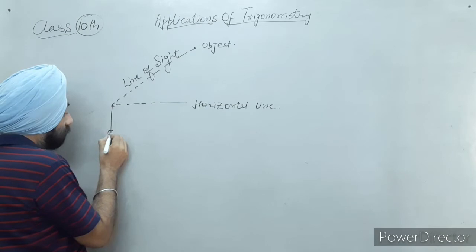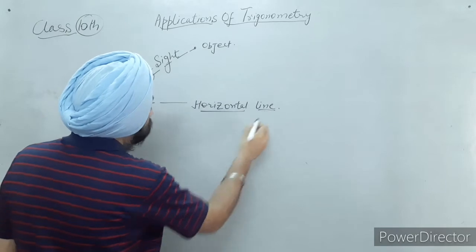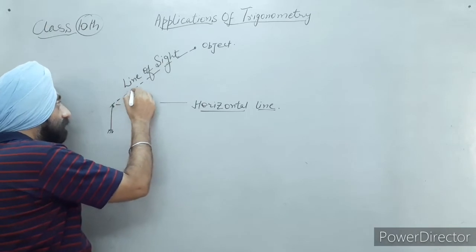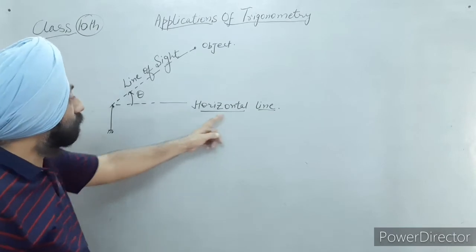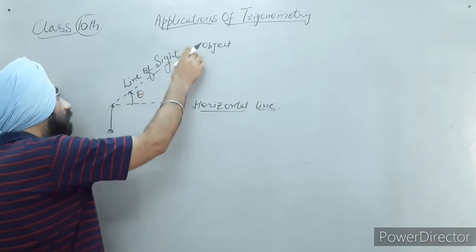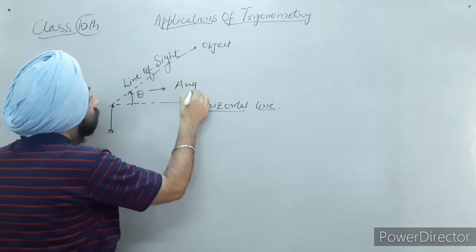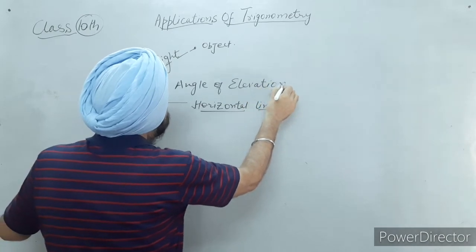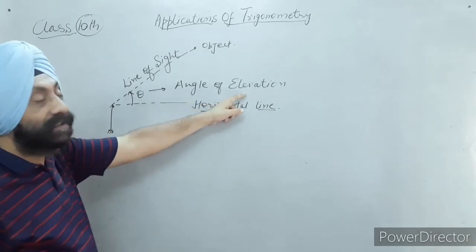A person is standing on a level ground. This is his horizontal line. Now he has to observe an object at some height. This line of sight makes an angle theta with the horizontal line. Let us say this angle is theta. Now when a person looks at an object above this, it is called angle of elevation. He has to raise his head in order to observe the object, right? This is called angle of elevation.